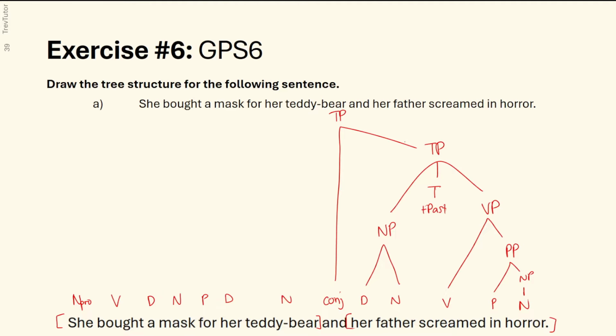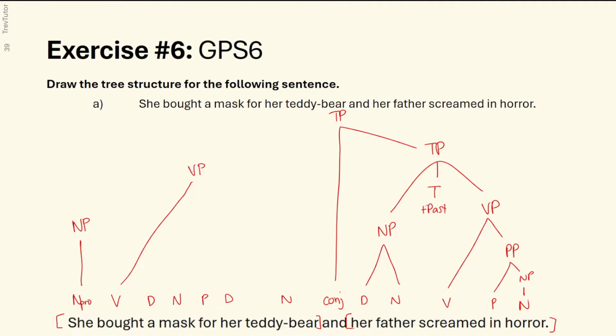What about this? Well, she is the subject. So this pronoun she is going to build up into a noun phrase, and that's going to be the subject. And now we need a verb phrase. So bought is going to form a verb phrase. I don't know how many spaces I'll need to do that, but let's just say it's right there.